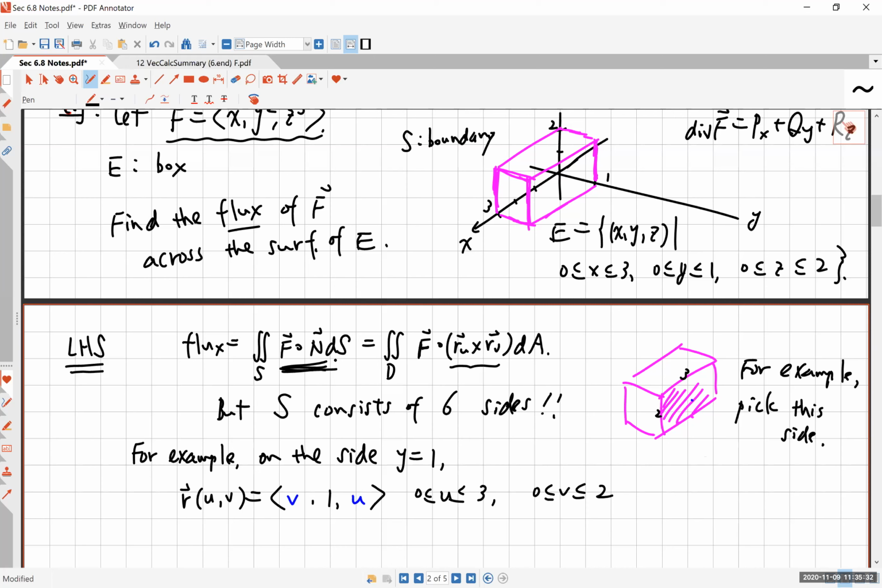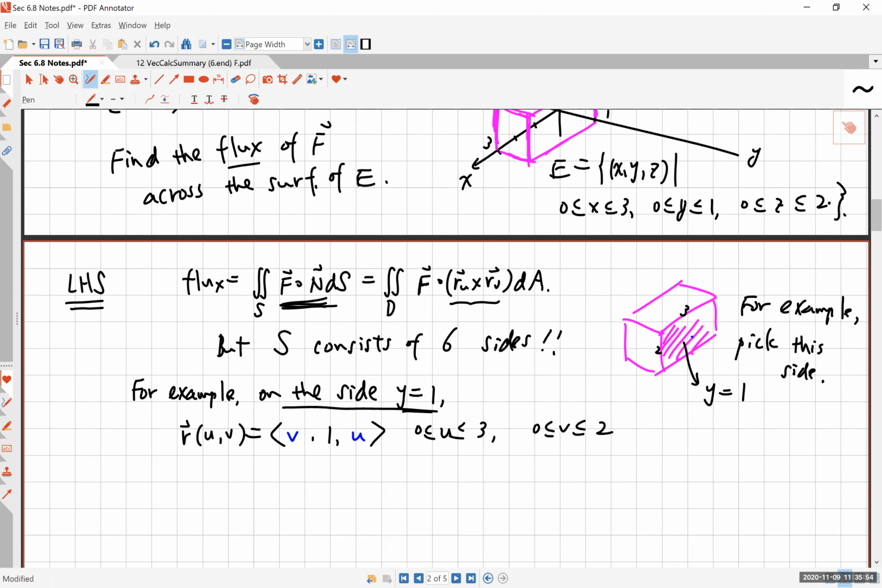So for instance, let's pick this side here. This is the side where y is equal to 1. This is the side that is facing this way. And so how do you parameterize this? I can parameterize it in 2 different ways or maybe many ways. But on this side, which is the side where y is equal to 1, I'm going to parameterize this 2 by 3 rectangle this way.